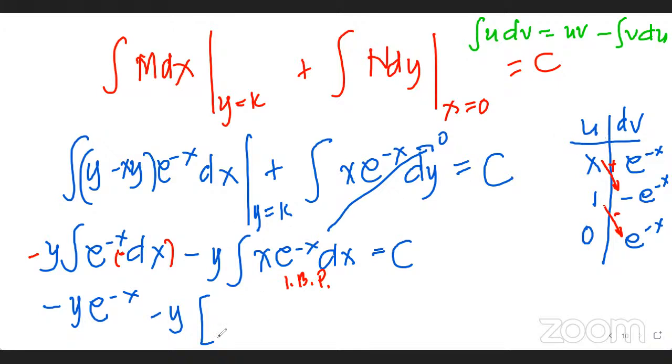So lagay natin yung result dito. So u times v, it's negative x e raised to negative x. Ayan, u times v, so positive times negative. So magiging negative e raised to negative x yung result dyan.